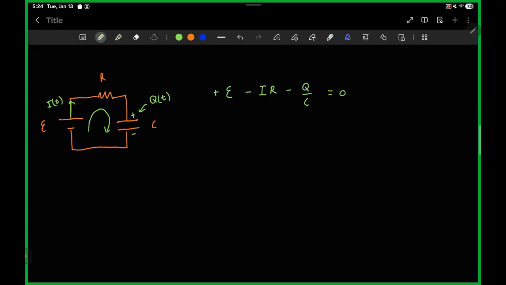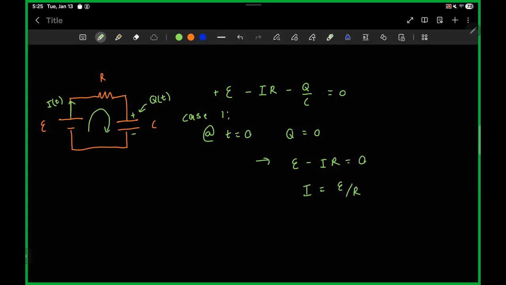Now let's pay attention to this equation. Again, I and Q might be functions of time. So let's consider what happens at t equals 0. Let's suppose that we started off with an uncharged capacitor. In that case, we can say Q equals 0, and therefore epsilon minus IR equals 0, which gives us our usual current for a battery resistor circuit. I is equal to epsilon over R.